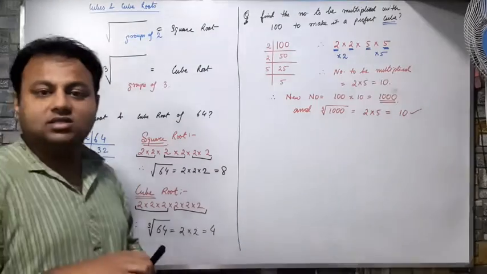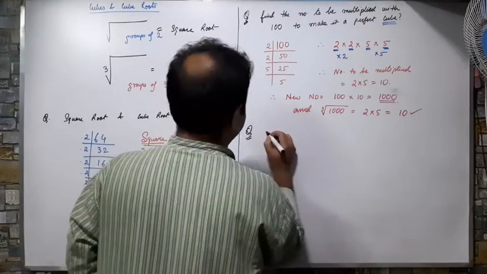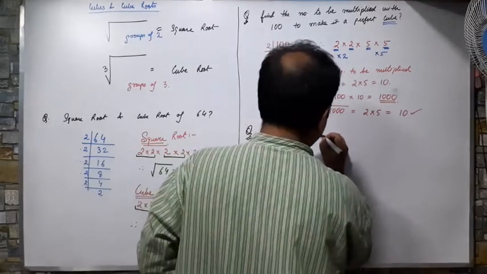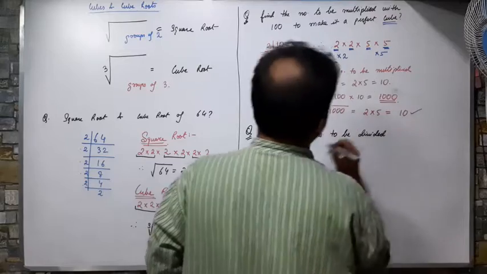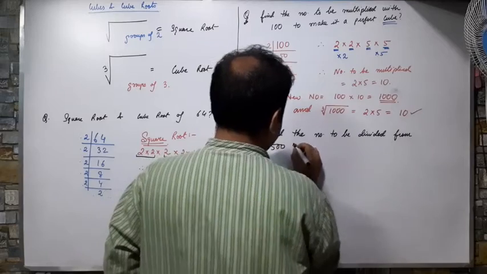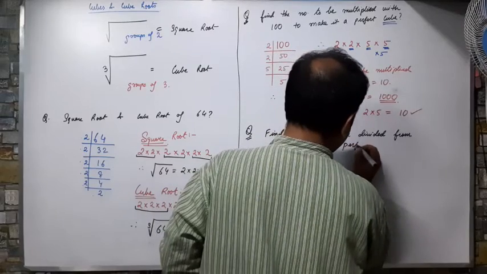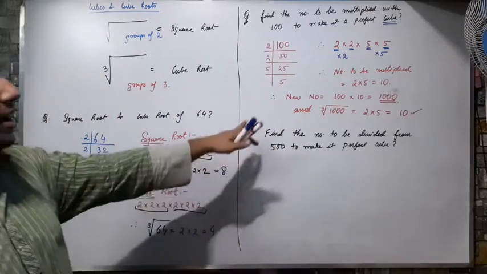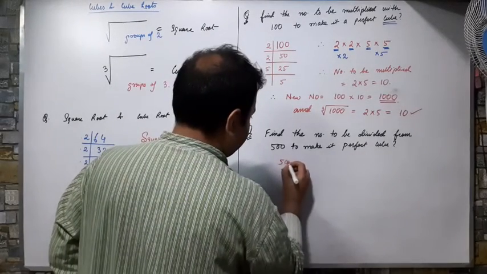Now similarly, if you are asked to find a number that should be divided, now this is the question. Find the number that is to be divided from 500 to make it a perfect cube. So first I will factorize 500.